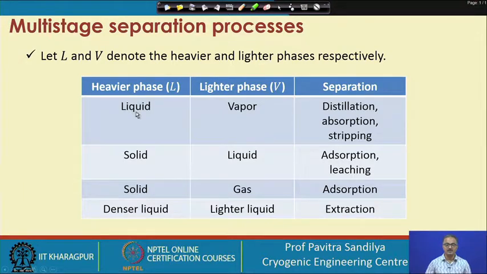So, let us see, if the heavier phase is liquid and the lighter phase is vapor, we can have different types of separation, and examples are distillation, absorption, stripping. So, if we have liquid and gas or liquid and vapor, we can have this kind of systems. Similarly, if we have solid and liquid system, then we can have adsorption or we can have leaching. Leaching is also used in the metallurgical processes. Then we may have solid as heavier phase and gas as a lighter phase, and this finds application in adsorption.